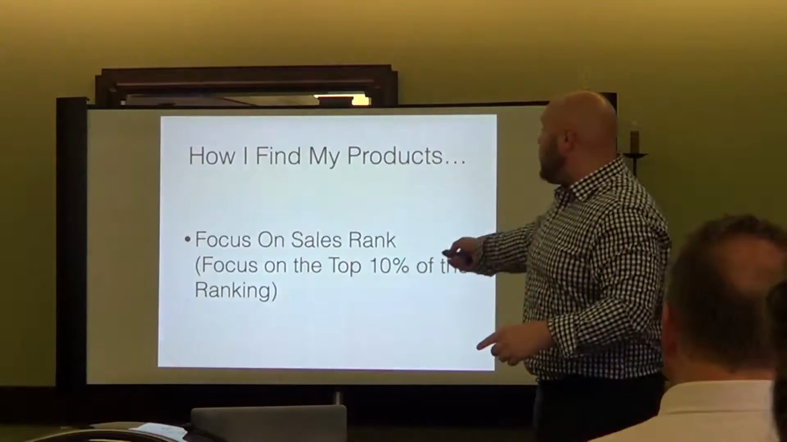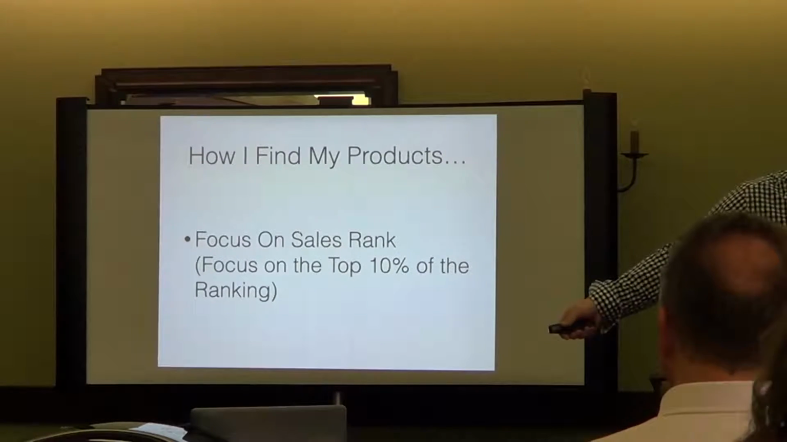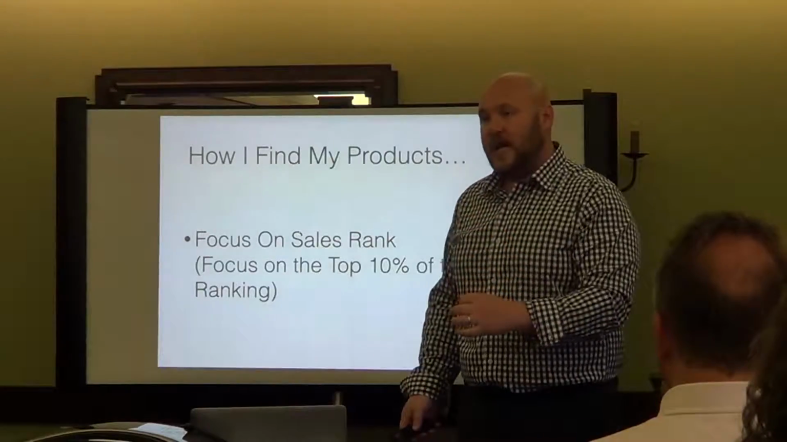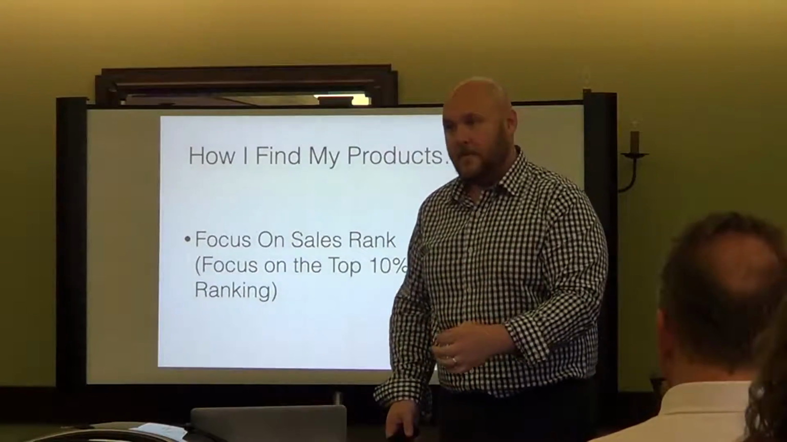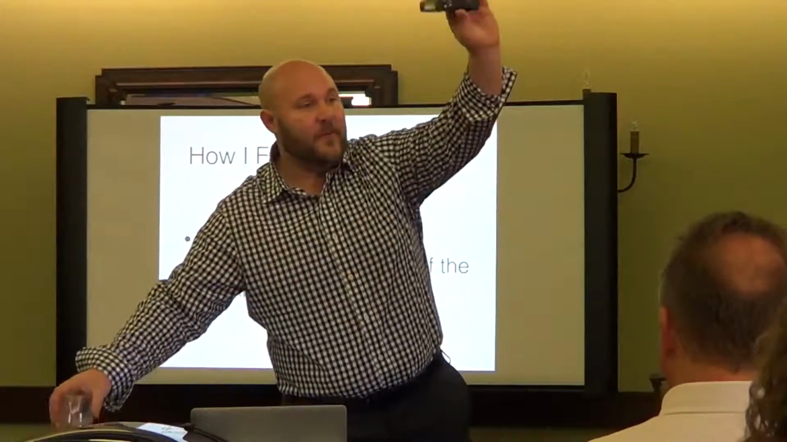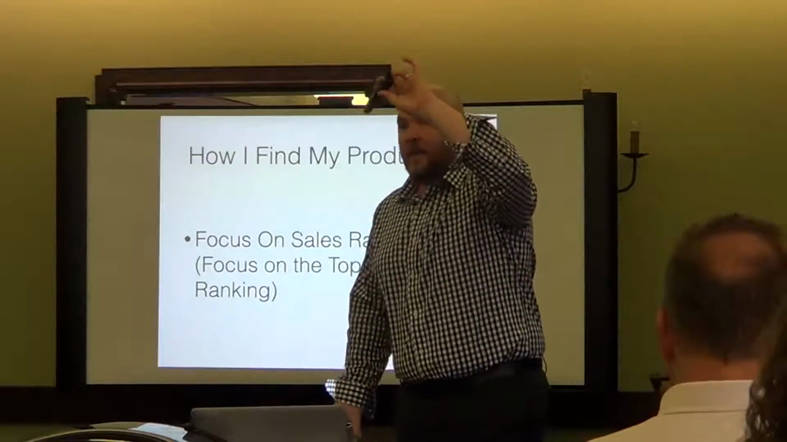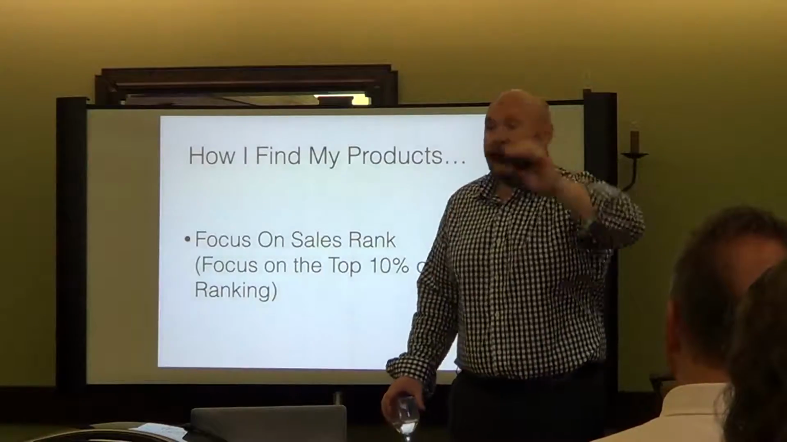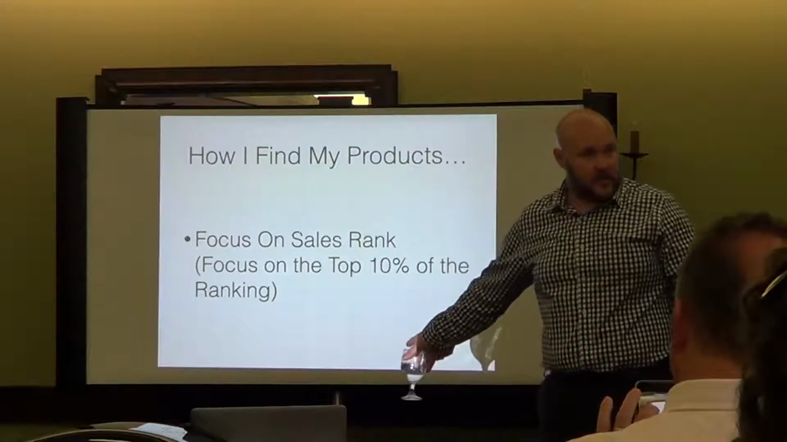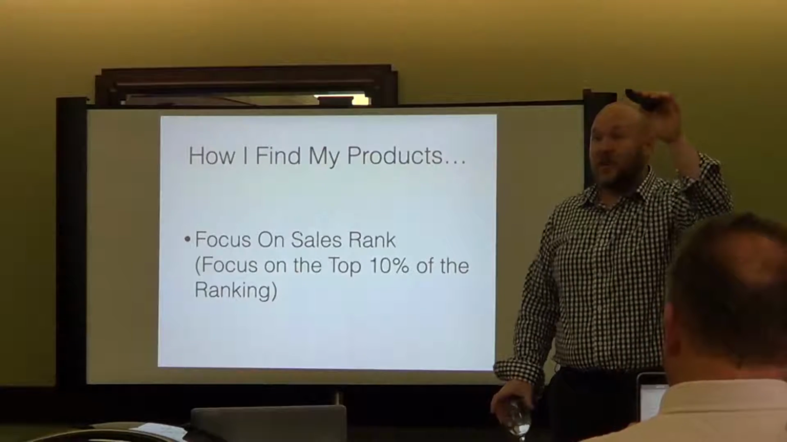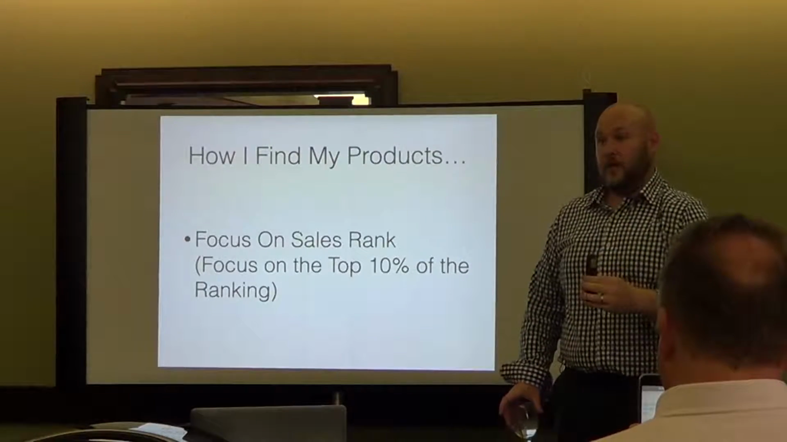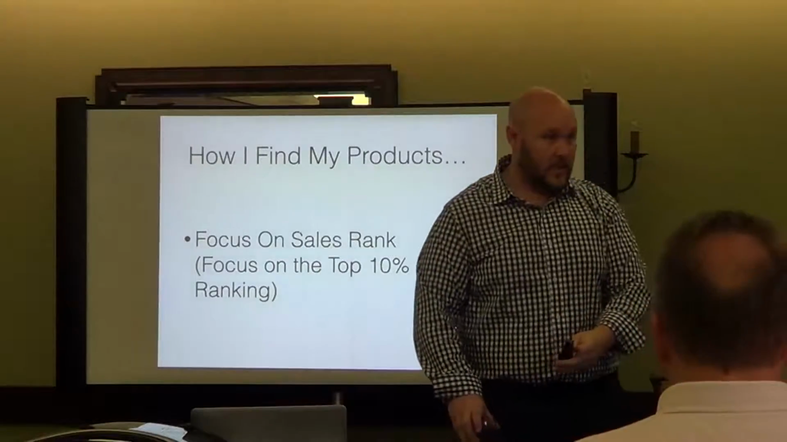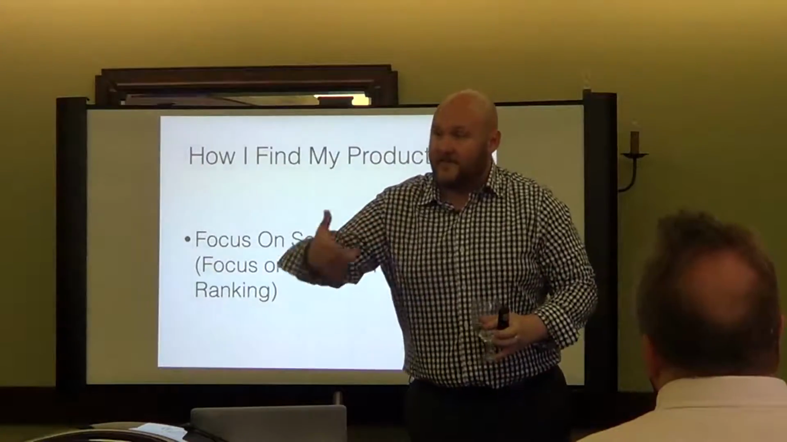Write this down. You've got to focus on the sales rank. All right? Write this down. You've got to focus on the top 10% of the sales rank. Like what I mean is, if we go back to these clickers right here, and there's 1,000 clickers listed for sale on Amazon, you want to focus on the top 10% of clickers. So you want to focus on the ones that are ranked number 1 to 100. Or if there's 1 million, focus on 1 to 100,000. Because those are selling fast.